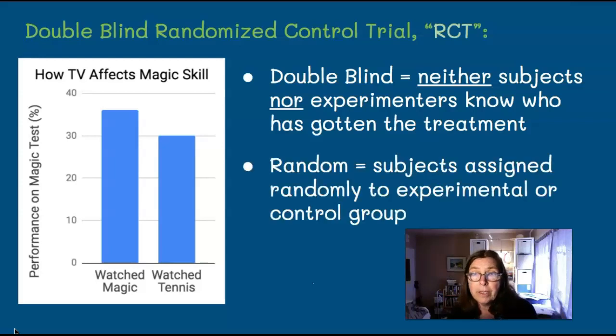The other part of the RCT, of course, is the random. But this is easier to do. Subjects are either assigned randomly to the experimental group or the control group.